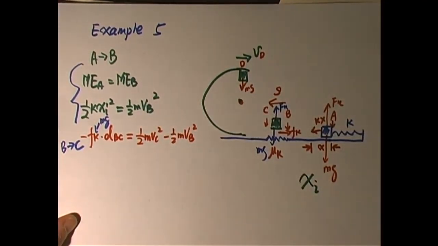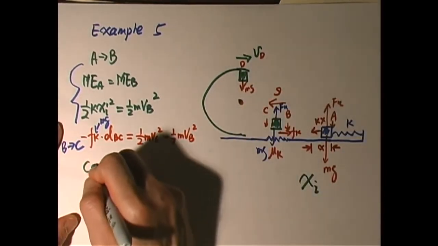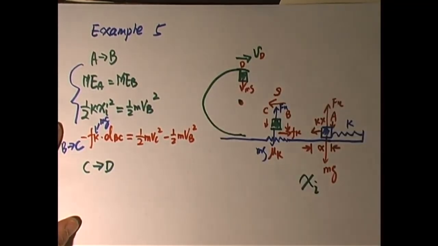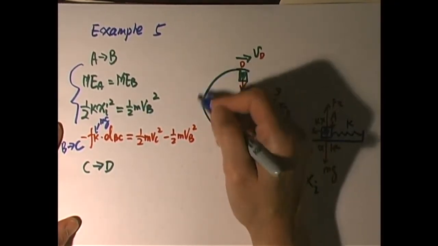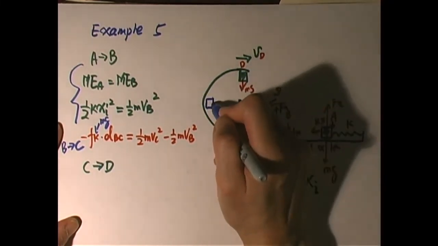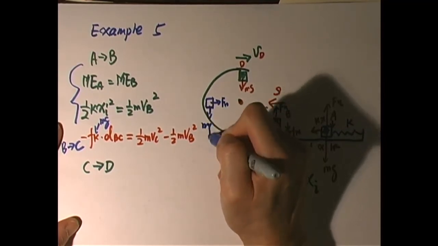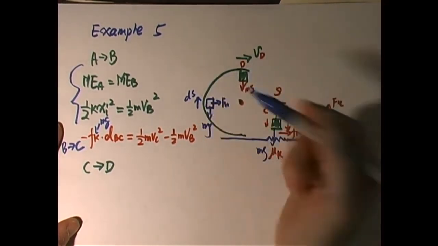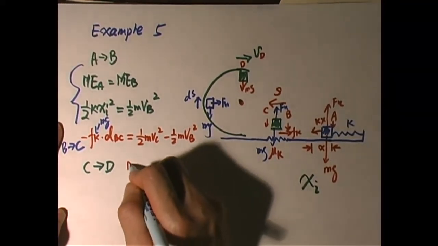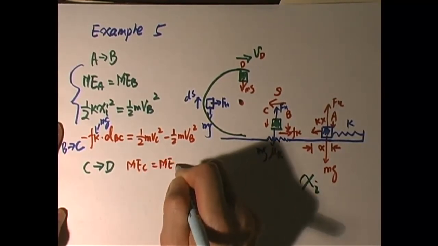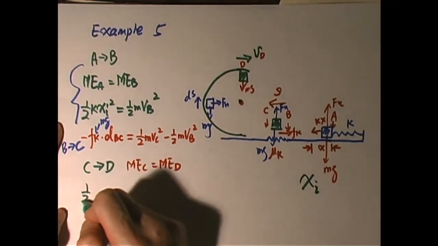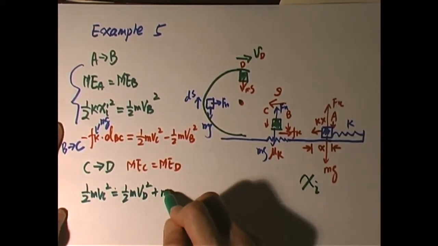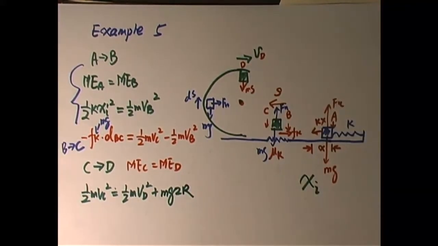And next, let's talk about from C to D. At C, we have speed, then we go up. Look at the block as it moves along the circular path. There's no friction, and the only forces are the normal force and gravity, since the displacement ds is always perpendicular to the normal force. So there's only a conservative force doing work, and we can use conservation of mechanical energy again. So ME of C equals ME of D. At C, we have 1/2 m vC squared. At D, it has speed, 1/2 m vD squared, and it has height, mg times 2r, because that is 2r above the ground.